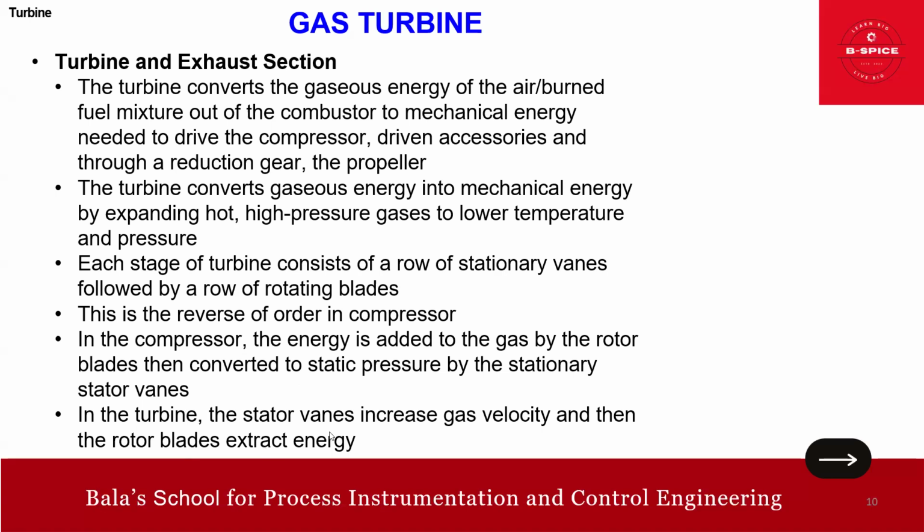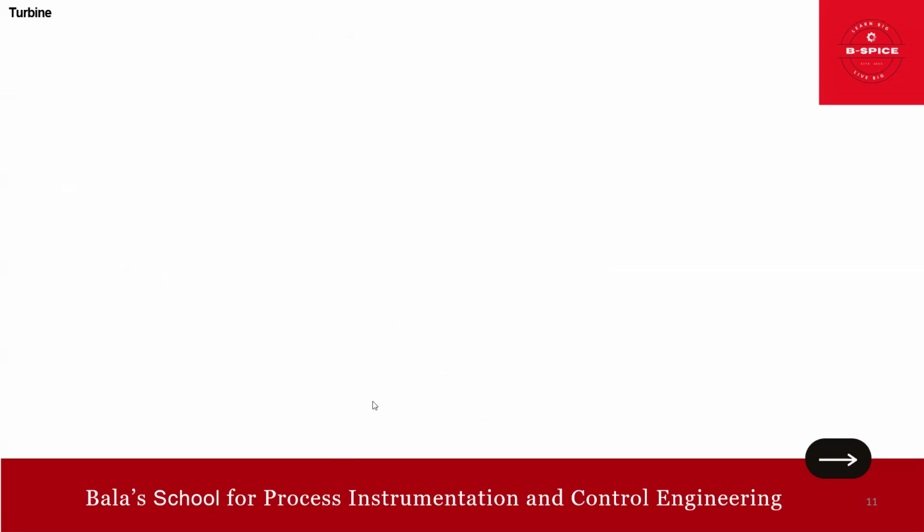So I repeat again, each stage of the turbine consists of a row of stationary vanes followed by the rotary blade. But in the other case, it is like that. First rotary blade, then stationary. So this is what I meant here. This is the reverse of the order of the compressor. So in a compressor, energy is added to the gas by the rotor blade, then converted into static pressure by the stationary stator vane. In the turbine, the stator vane increases the gas velocity, then the rotor blades extract the energy. Okay, so that is the point, friends.